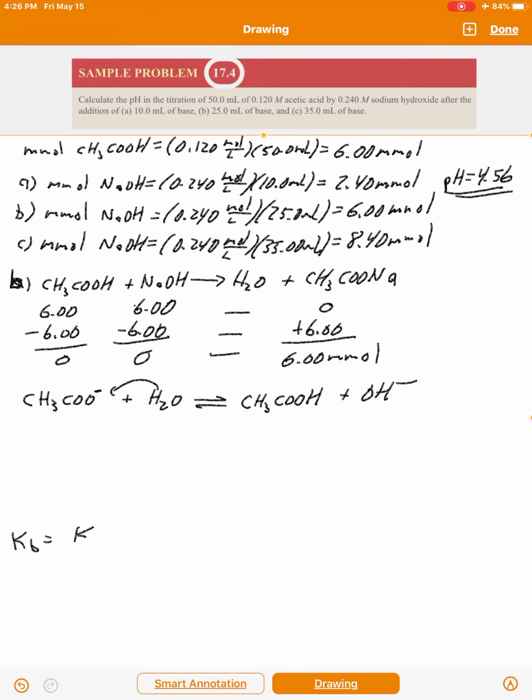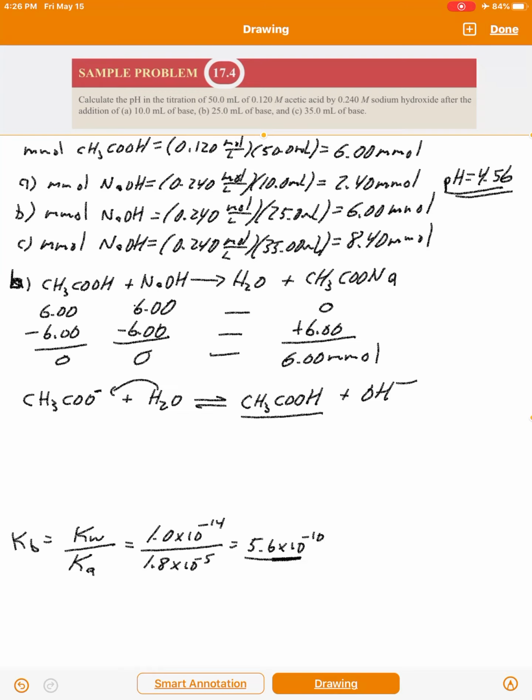Kb is Kw over Ka, where Ka is the equilibrium constant, the acid dissociation constant, for the conjugate acid of the weak base. Well, the conjugate acid is right here. It's acetic acid, and it has a Ka of 1.8 times 10 to the minus 5. So this is 1.0 times 10 to the minus 14 over 1.8 times 10 to the minus 5. So when you do that, you get 5.6 times 10 to the negative 10.